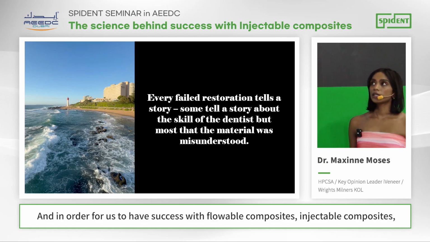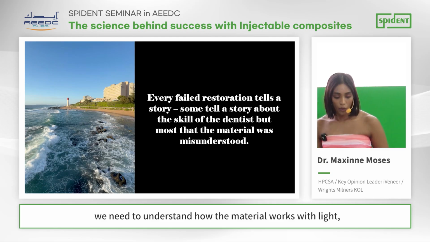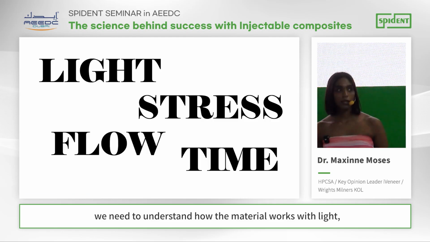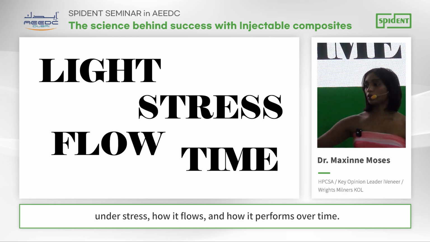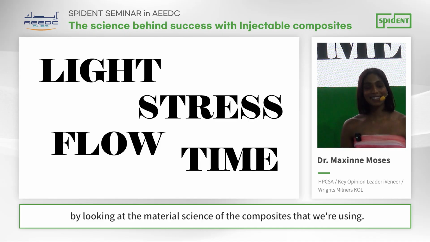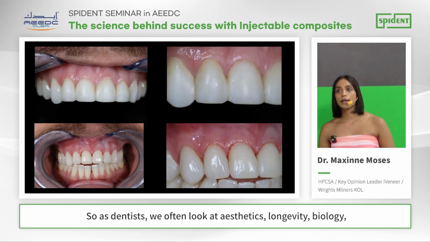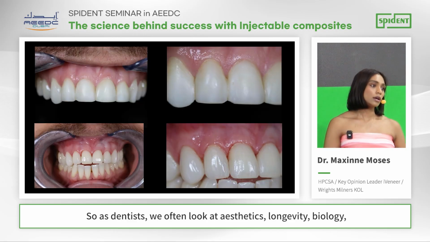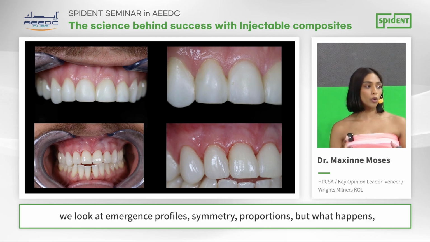In order for us to have success with flowable composites, injectable composites, we need to understand how the material works with light, under stress, how it flows, and how it performs over time. And the only way we can know that is by looking at the material science of the composites that we're using. So as dentists, we often look at aesthetics, longevity, the biology, we look at emergence profiles, symmetry, proportions.